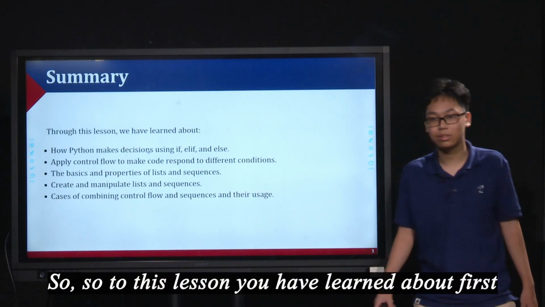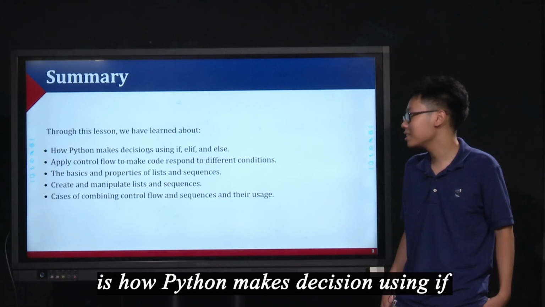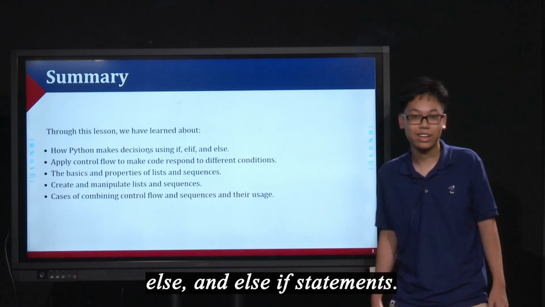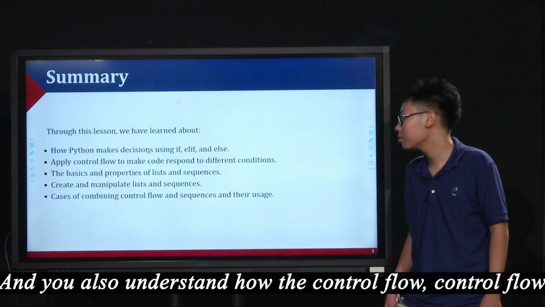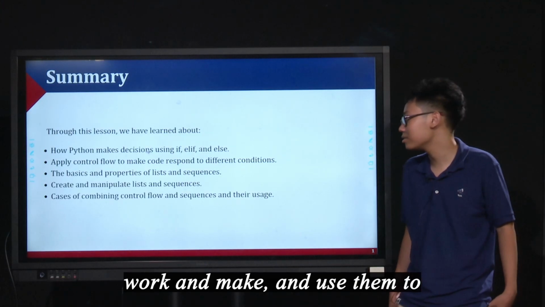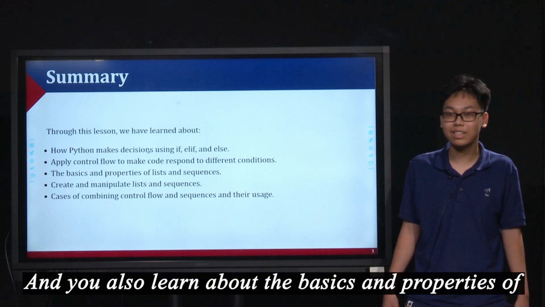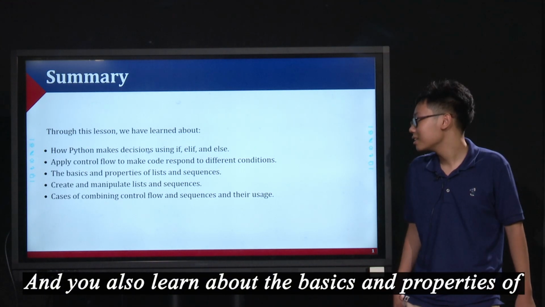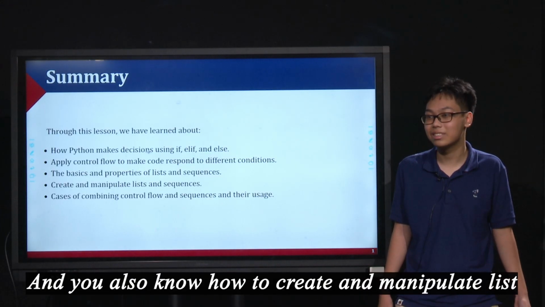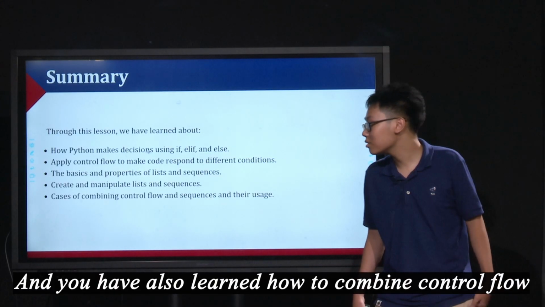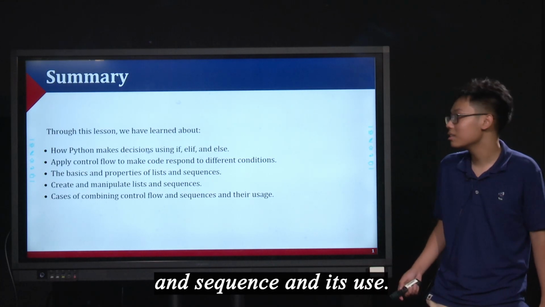So through this lesson, you have learned, first, how Python makes decisions using if, else, and else if statements, and you also understand how the control flow works and how to use it to make code respond to different conditions. You also learned about the basics and properties of lists and sequences, and how to create and manipulate lists and sequences. And you have also learned how to combine control flow and sequence and its uses.